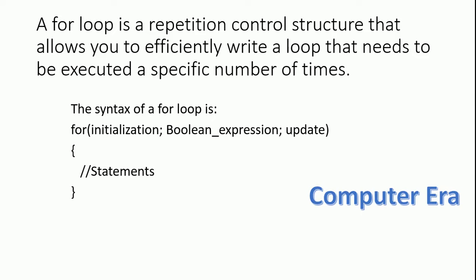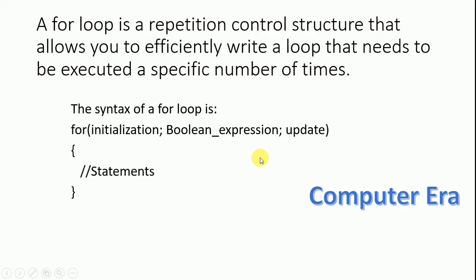A for loop is a repetition control structure that allows you to efficiently write a loop that needs to be executed a specific number of times. Suppose you have to repeat a sentence a number of times, so the for loop is the best one to implement. The syntax of a for loop is: initialization, then a boolean expression, the condition, and then you update the value. If the condition is true, it will execute the statement and move to the update area.